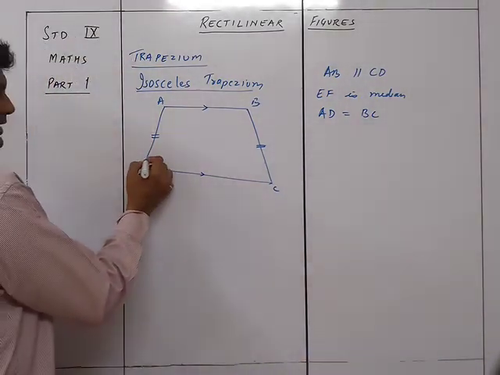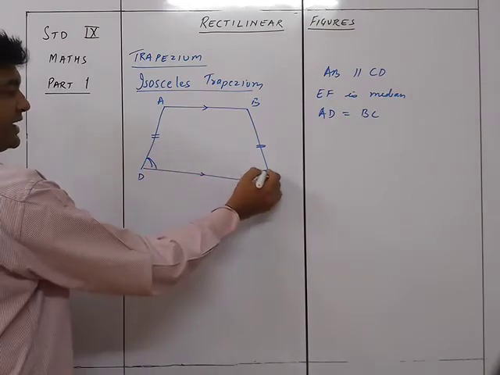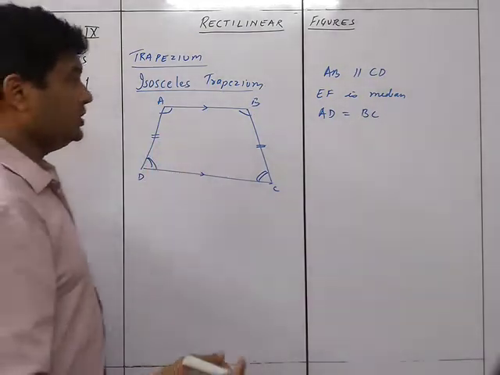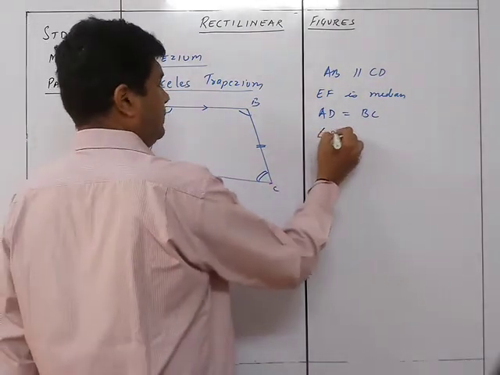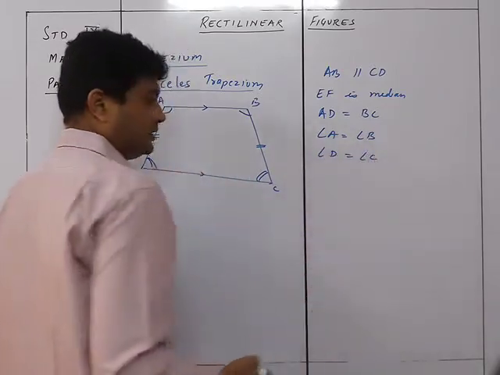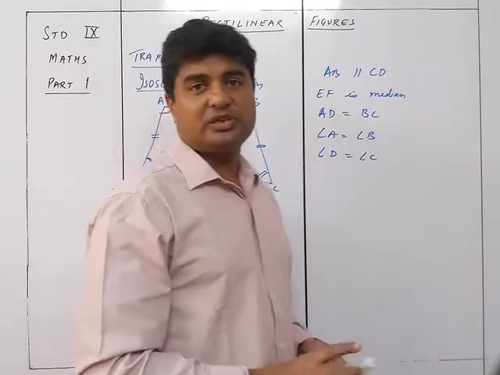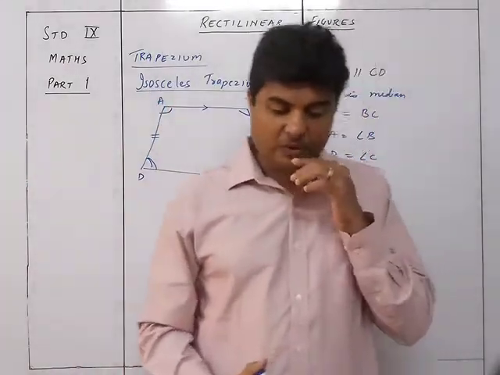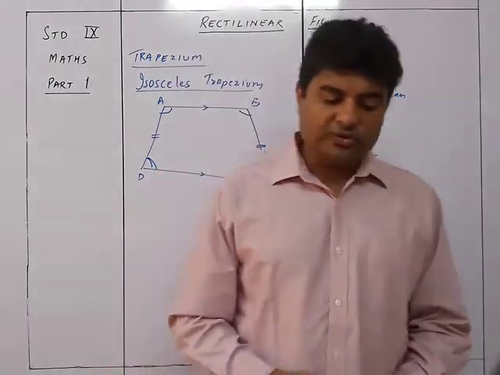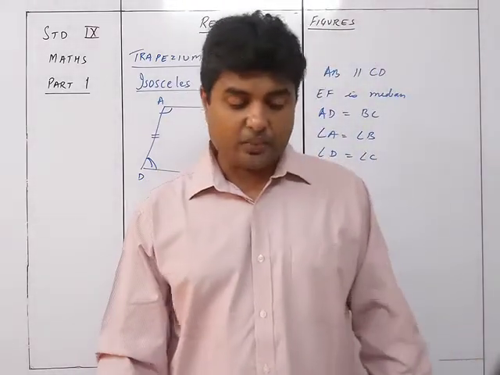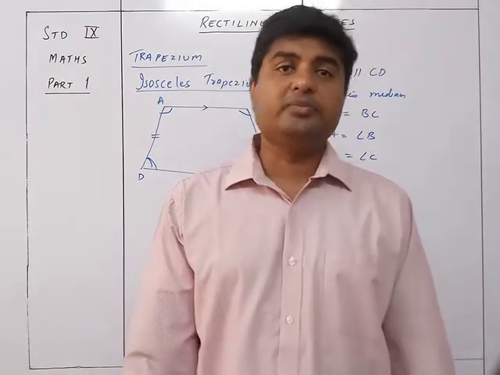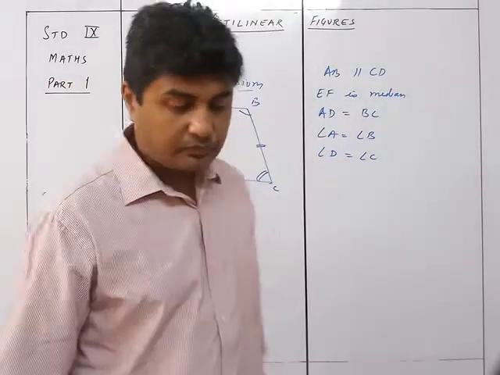Automatically, this angle over here will be equal to this angle, and this angle over here will be equal to this angle. Anyways, these two sum to 180 degrees. So angle A will be equal to angle B, and angle D will be equal to angle C. That is, the base angles of the isosceles trapezium are also equal. So in an isosceles trapezium, one pair of opposite sides is parallel, and the non-parallel sides are equal.